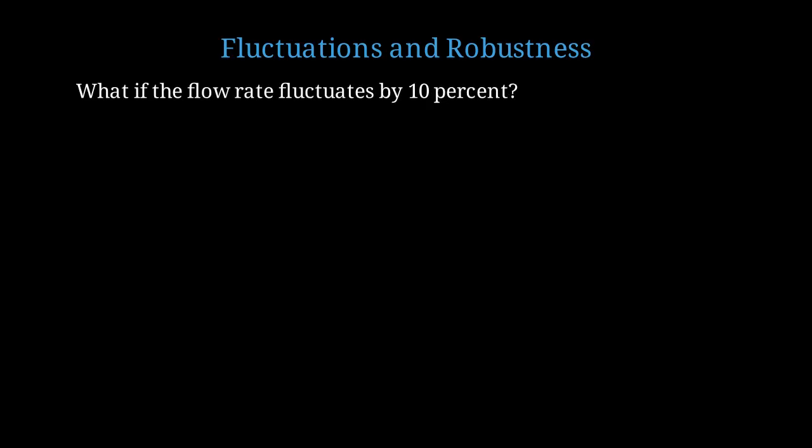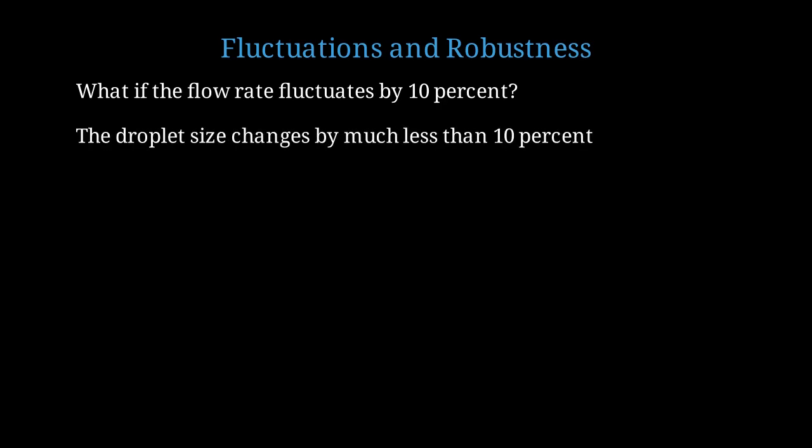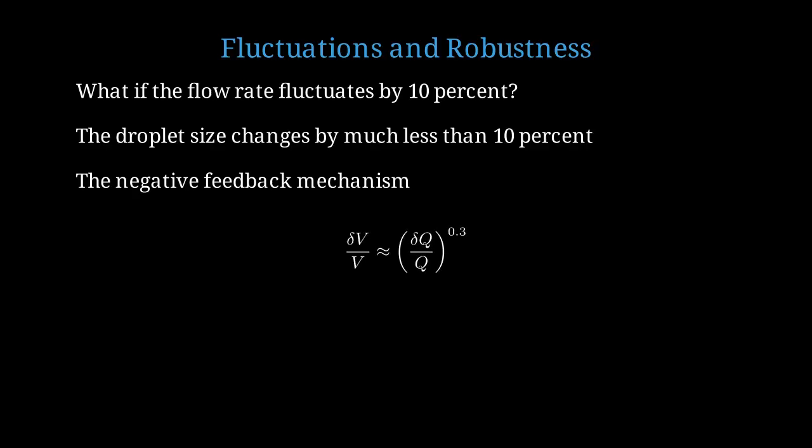Now let's address the robustness to fluctuations, which is central to our paradox. Suppose the input flow rate fluctuates by plus or minus 10% due to pump noise or pressure variations. Remarkably, the droplet size typically changes by much less than 10%. Why? There's a negative feedback mechanism. If more fluid enters, the pressure builds faster, and the droplet pinches off sooner. The relative volume variation delta V over V scales as delta Q over Q to the power of about 0.3, not 1. This sublinear scaling is what provides the remarkable robustness we observe.